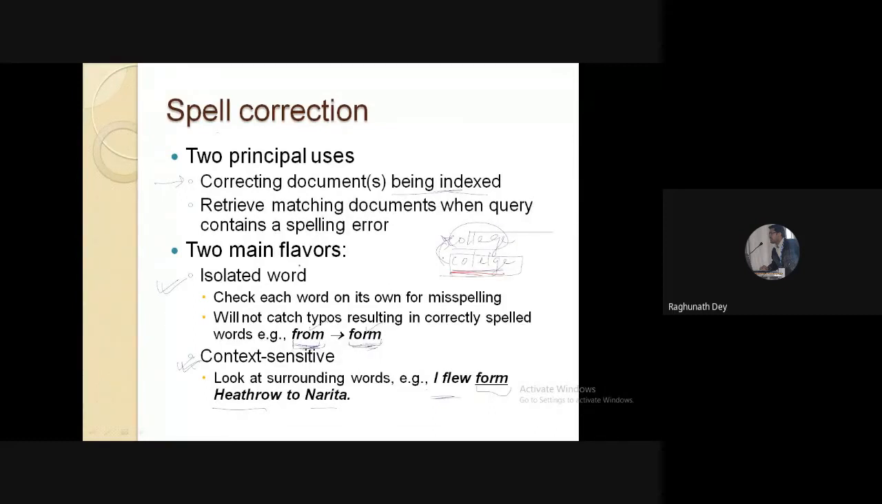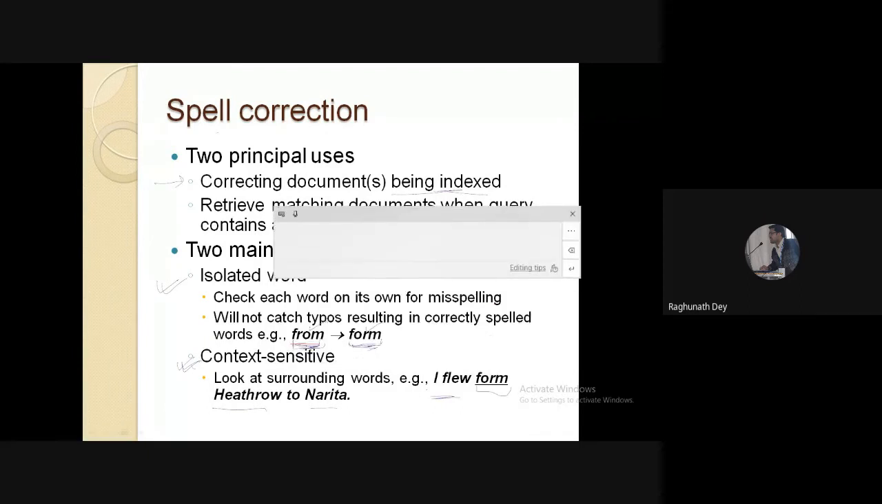But it is not the case for all situations, where we have to write the proper word even though it is spelled correctly. Look at the second case, that is context sensitive, because the terms FROM as well as FORM are both correct. In a dictionary, both are correct, but the meanings of these two terms are different. Depending upon the situation, you have to put the proper word or term.